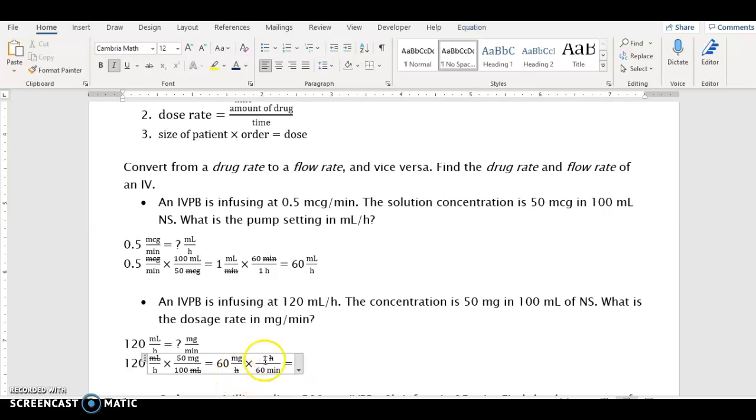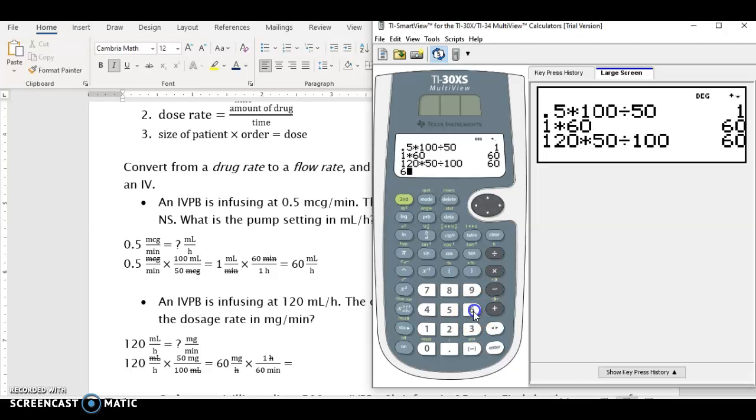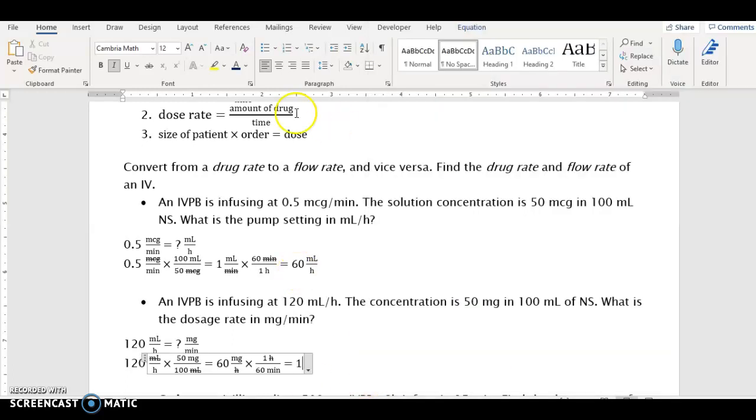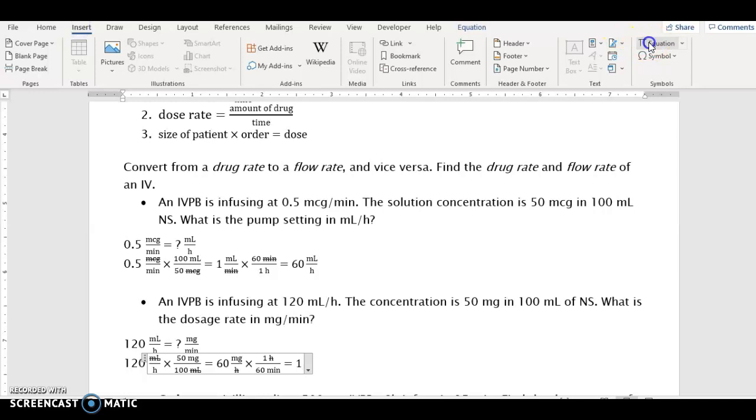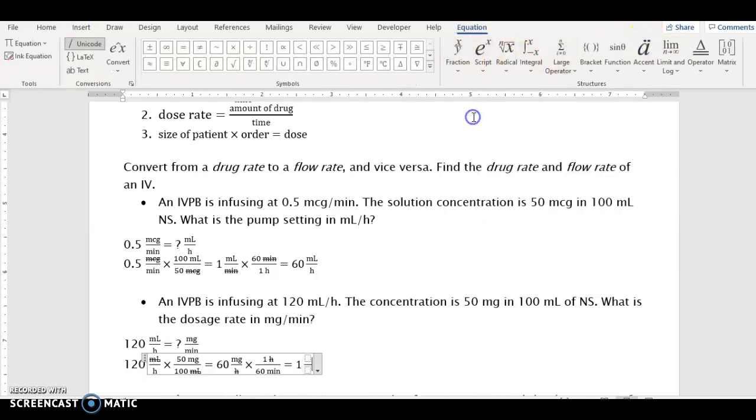So 60 divided by 60. That should seem pretty obvious. 60 divided by 60 is equal to 1. So the patient is receiving the drug at a rate of 1 milligram a minute. So if the pump setting is at 120 milliliters per hour, that means the patient is receiving 1 milligram a minute of the drug.